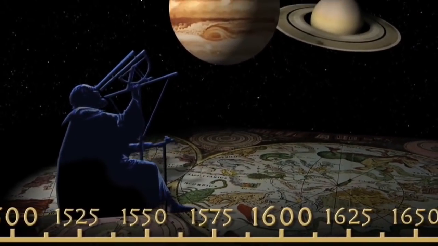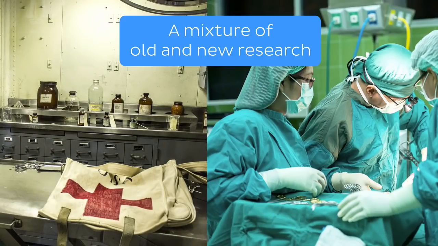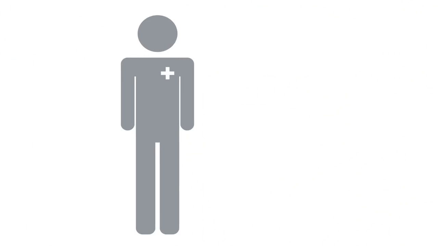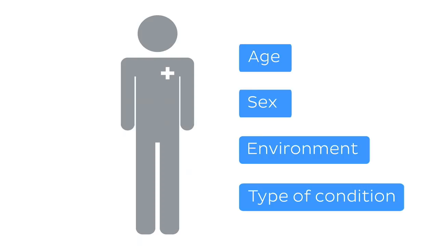Perhaps you'll use a mixture of old and new research. Your personal research aims will inform the publication dates you'll focus on finding research within. Another important factor is patient characteristics. This refers to variables such as age, sex, environment, and type of condition.